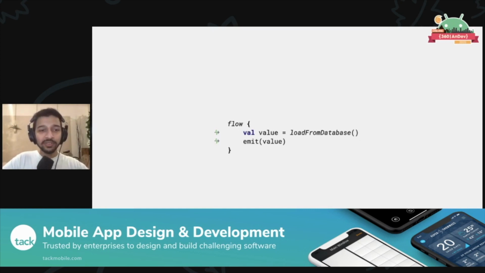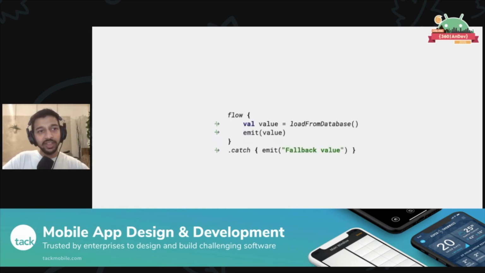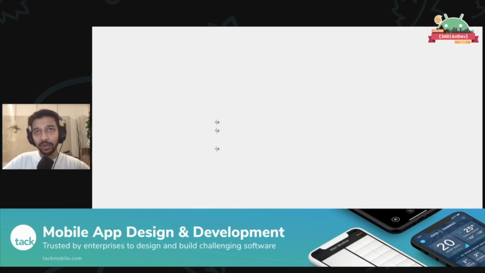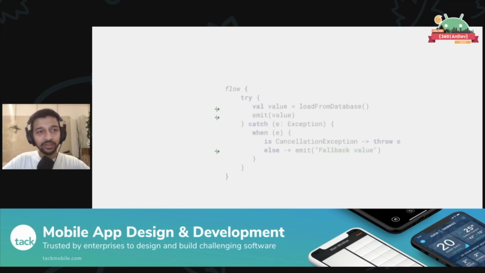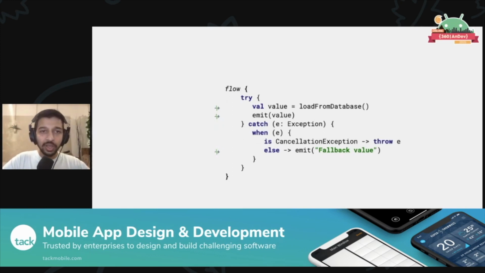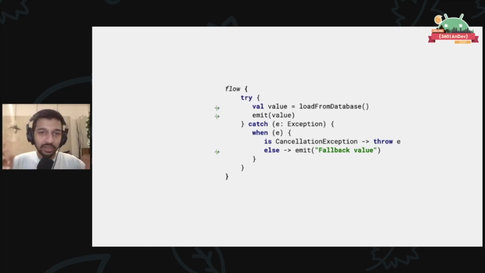So let's take the previous example of a flow which tries to get the value from the database and emit. As you can imagine, anything can happen while loading from the database, which might throw some sort of exception. Very similar to a try catch block, Flow has a catch operator which will catch any exceptions thrown above. You can even use the classic try catch block. It will behave exactly the same as the catch operator, but I would recommend using the catch operator. But there can be use cases where you want to use the classic try catch.